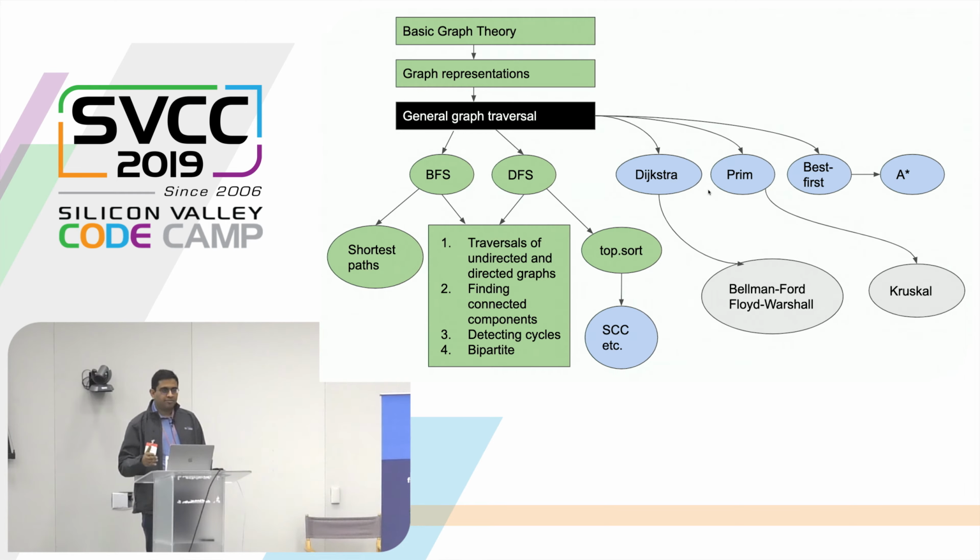What is that general graph traversal algorithm? I'll be going over that next. Are there any questions so far?